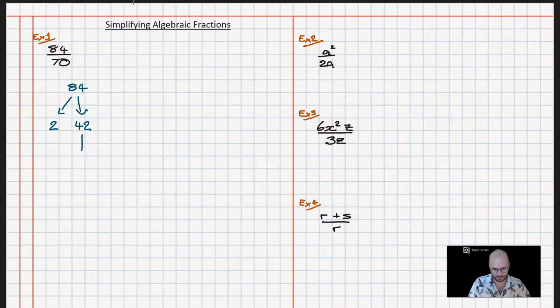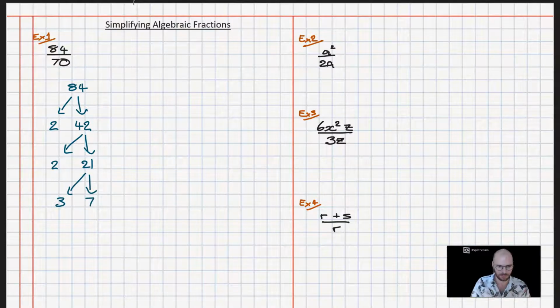Now going down, what are the factors of 42? And 42 is also even, so it's going to be 2 and 21. What are the factors of 21? Well, that's going to be 3 and 7. Now, going from that, we know that our factors of 84 are going to be 2 times 2 times 3 times 7. Notice how I've drawn this tree diagram to calculate all of the prime factors.